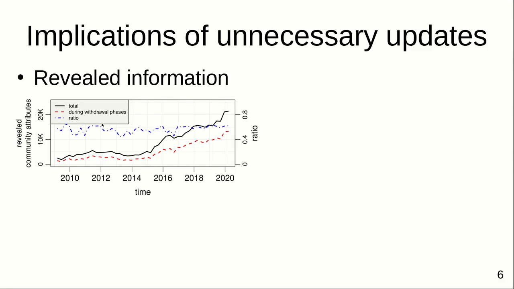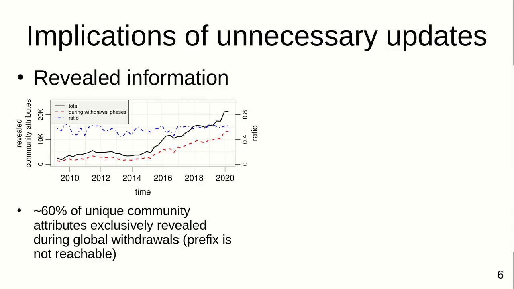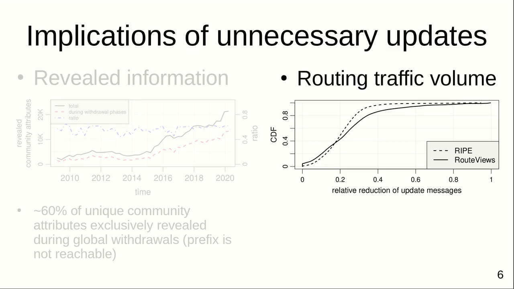Unnecessary announcements come with some implications. Given the information hiding character of BGP, we want to know how much information, encoded in community attributes, is revealed during withdrawal phases of beacon prefixes. And we find that on a single day, around 60% of unique community attributes are revealed exclusively during withdrawals. And this is true for the past 10 years. We argue that communities revealed in such a way have no significance to other ASes because the destination is not reachable anyways.